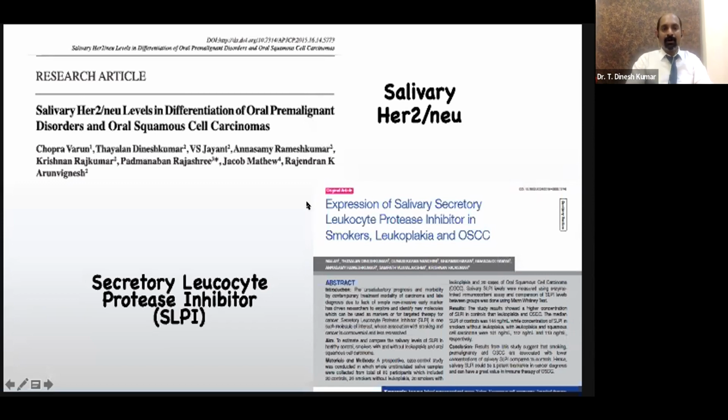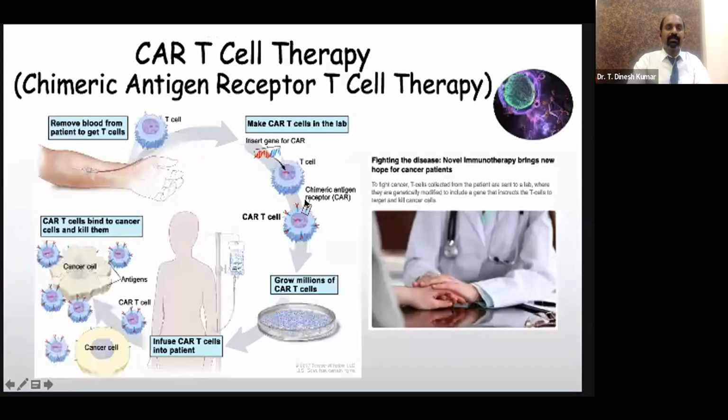And coming to the last part of my presentation, something called CAR cell therapy, which is called chimeric antigen receptor T cell therapy. This is a new technology. This is a type of treatment in which patients' T cells are genetically altered, so they will attack cancer cells.